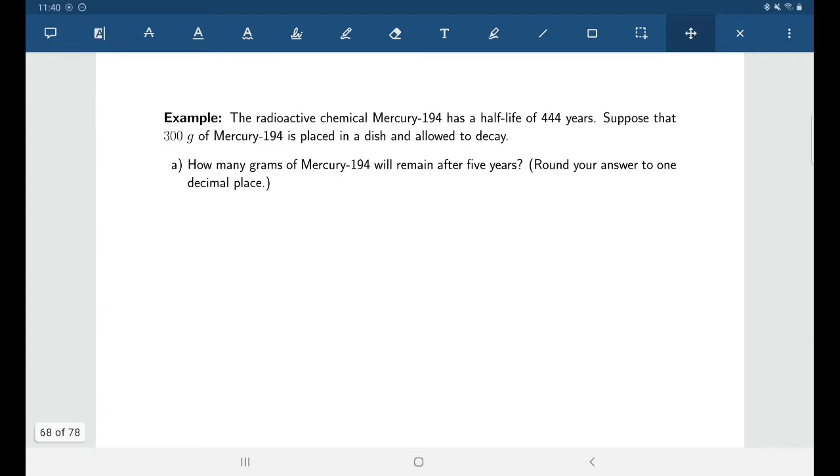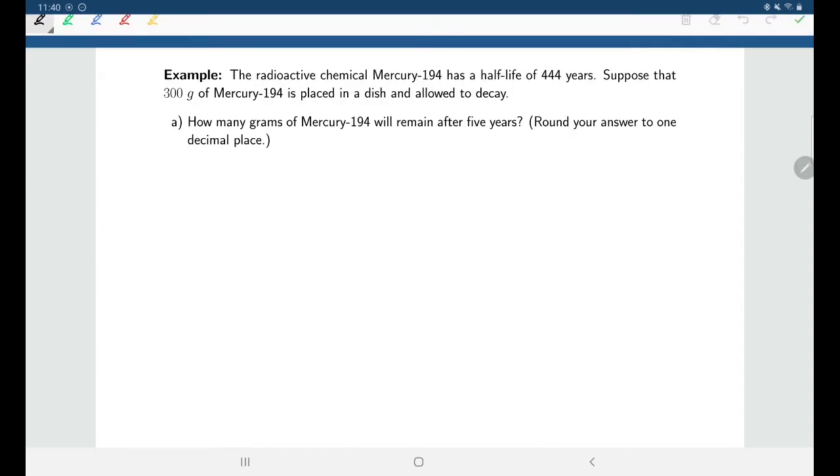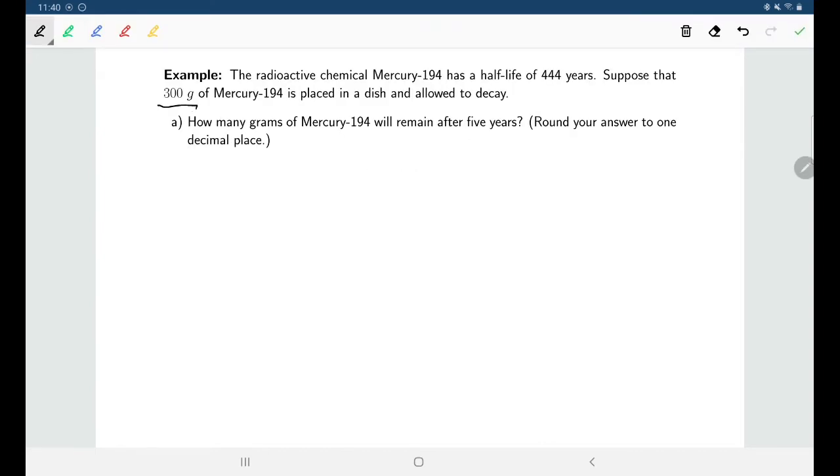Starting with this example: Mercury 194 is a chemical that has a half-life of 444 years. That means if you started out with 300 grams of Mercury 194, did some time traveling and came back 444 years later and looked at the dish, there would be only 150 grams of Mercury 194 left. The other 150 grams would have decayed into some other chemical. The question we have here is, number one, how many grams of mercury will remain after 5 years?